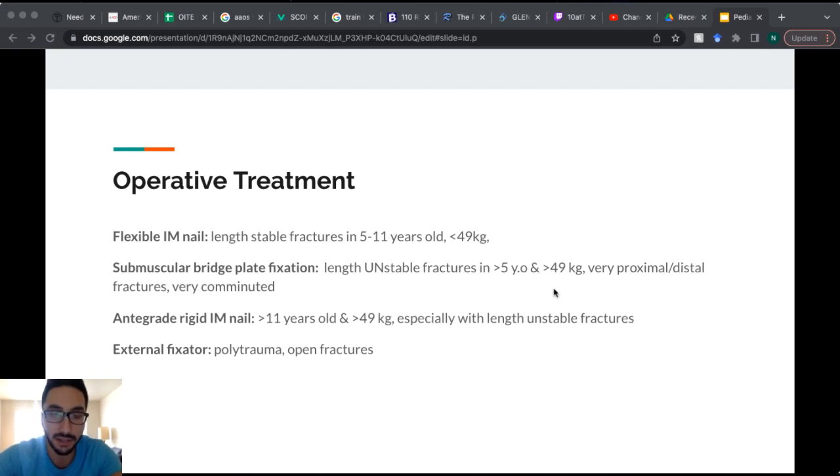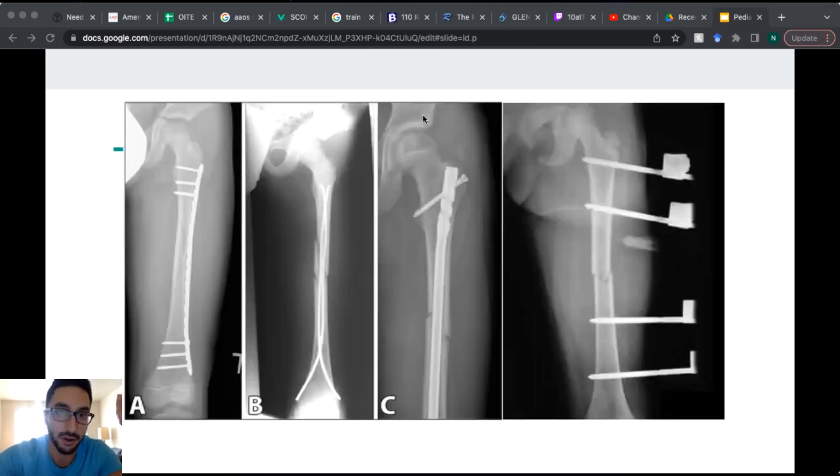And then in terms of an X-fix, you could really use it as a definitive treatment, but it's more often used in polytraumas and open fractures. But it is a definitive treatment for this fracture. And here I just wanted to give an example of what these look like.